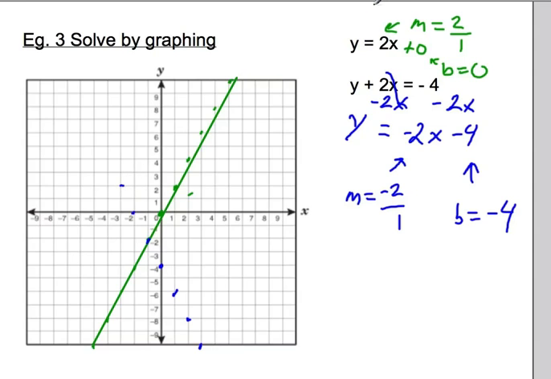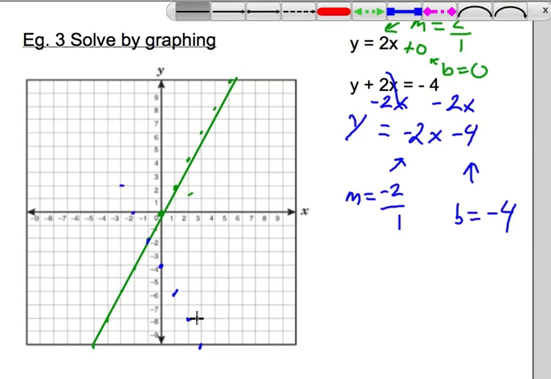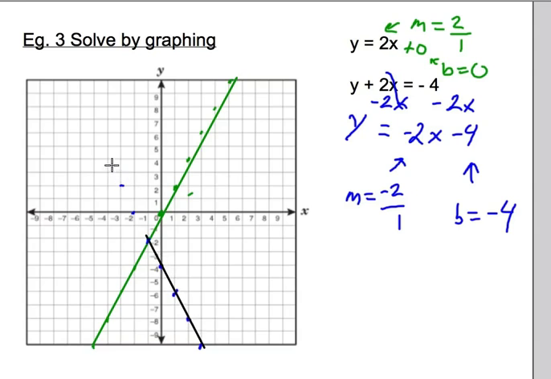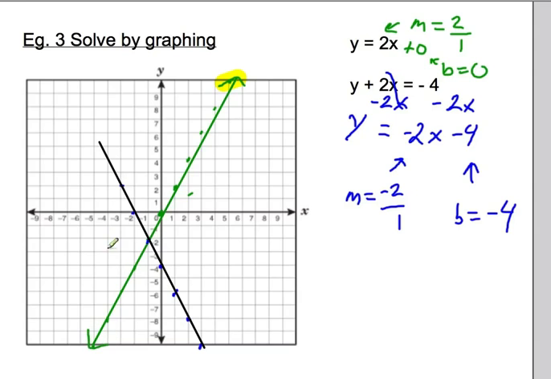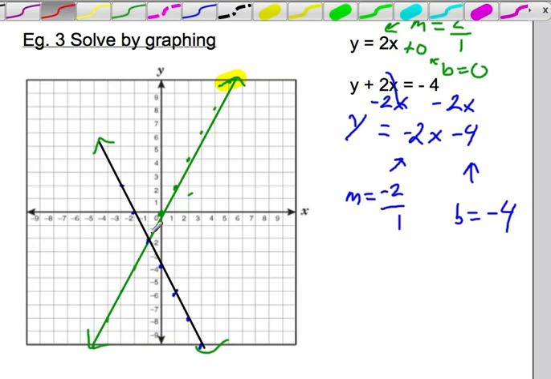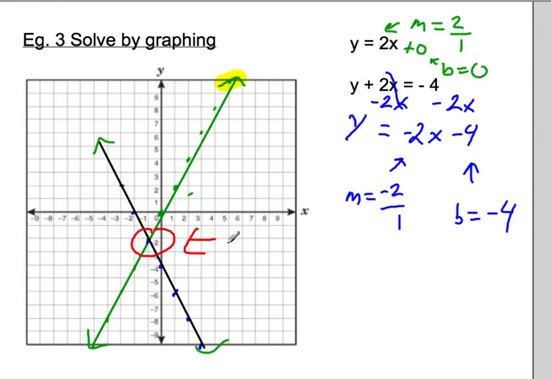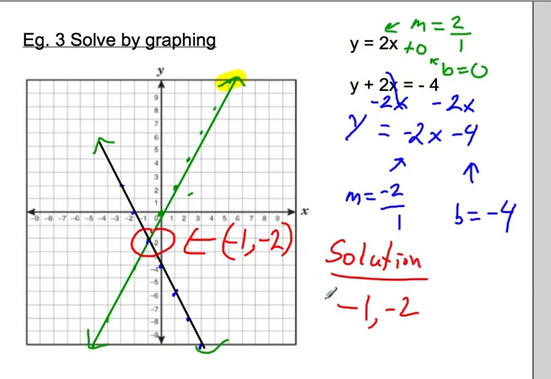And you can see where the point of intersection is going to be already. Okay, so I'm going to draw on that line. And technically you should draw arrows on these lines to indicate they keep going forever. Anyway, here's the point of intersection, which is negative 1, negative 2. So your solution to this system of equations is negative 1, negative 2.